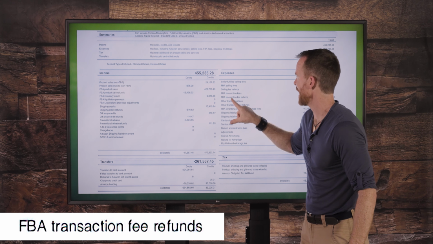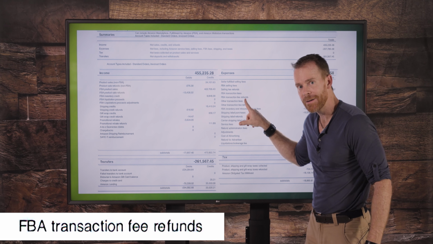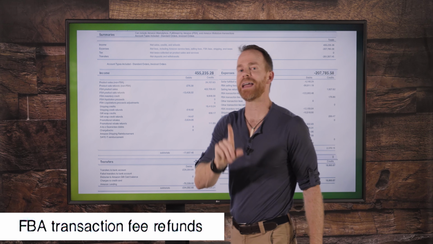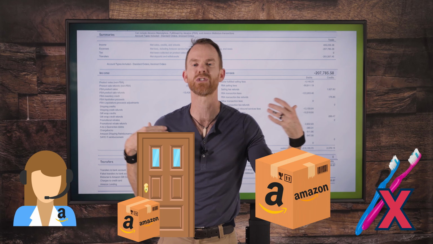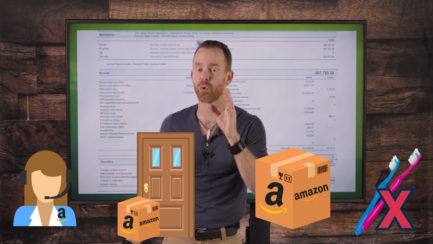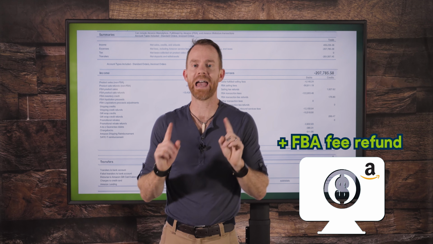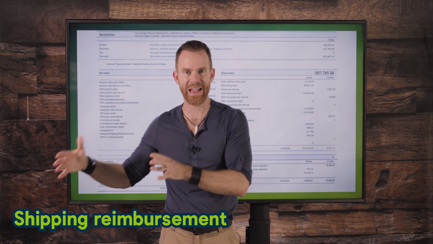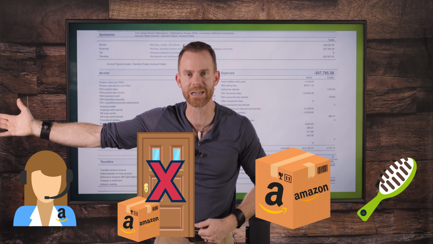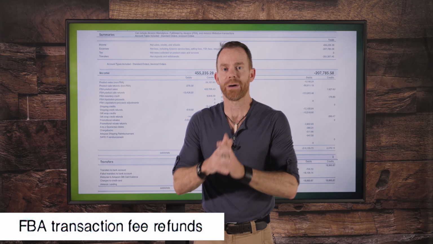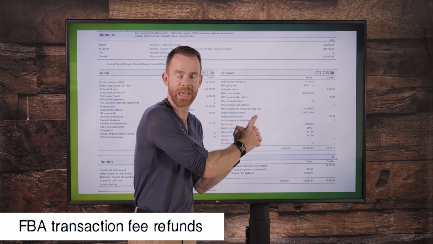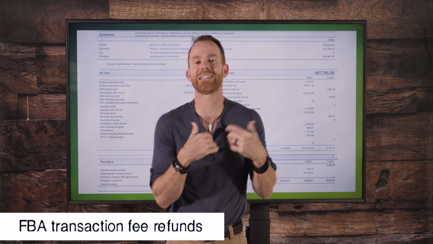The FBA transaction fee refund is if Amazon makes a mistake. Let's say Bobby McGee returns the product because Amazon screwed something up. Amazon will refund you the FBA fee. Now this is different from a shipping reimbursement. That's just if Amazon ships it to the wrong address, it's their fault, they're going to reimburse you that cost. But in this situation, because you paid the FBA fee, this is if, like, the product shows up damaged.